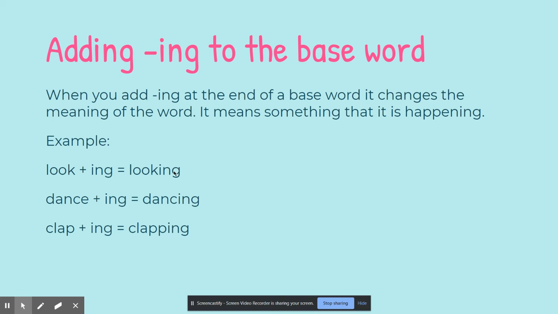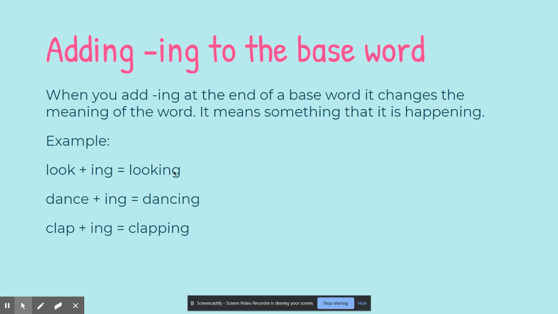Okay, so remember, ing is something that is happening right now in the present. Ed means that it already happened. It's in the past. Okay, and when you add s, this means that it's going to be in plural. Remember, plural means more than one. So this is what we are going to be working with.